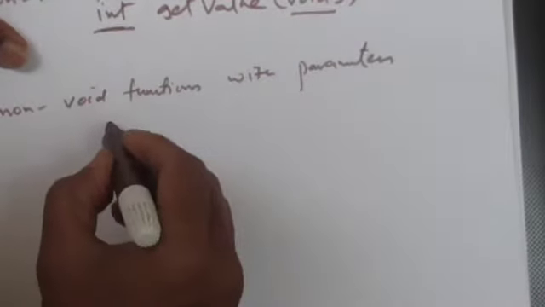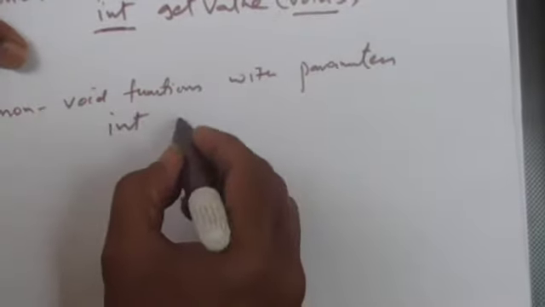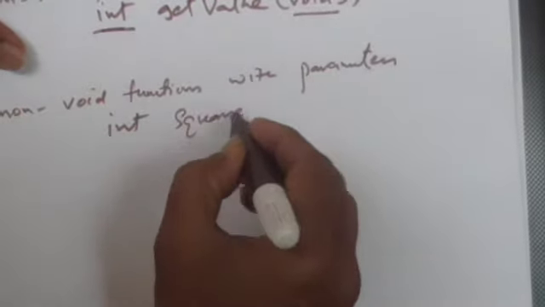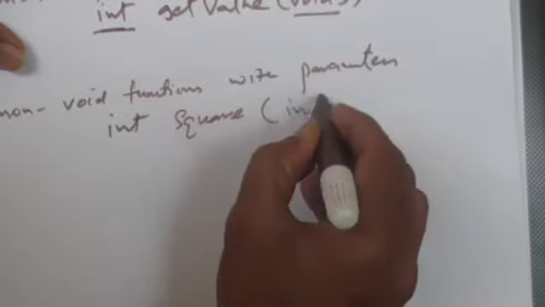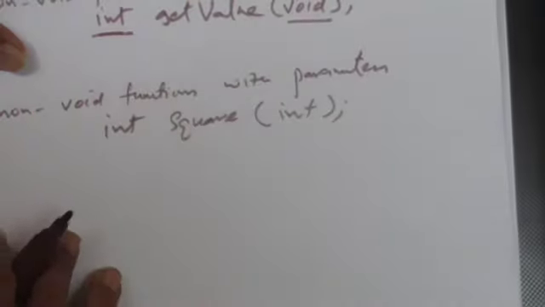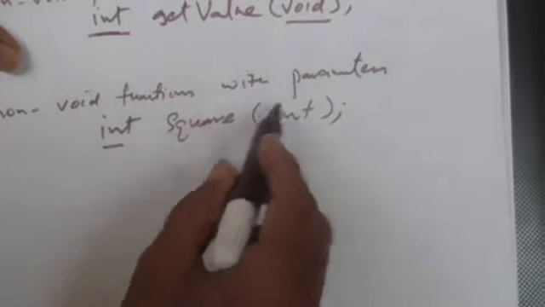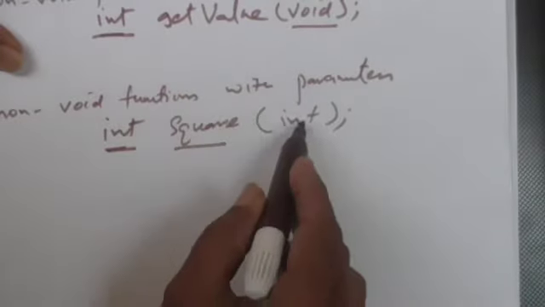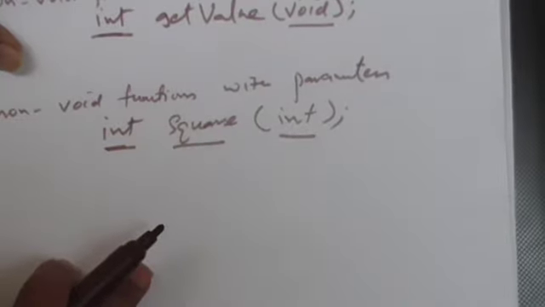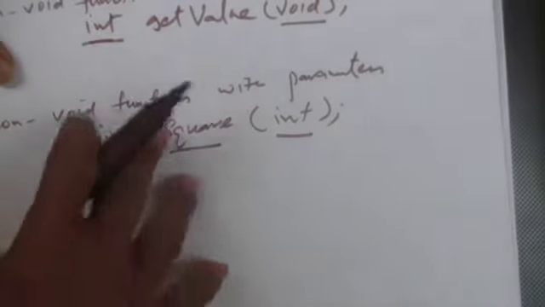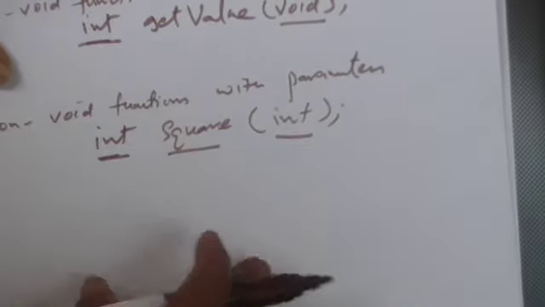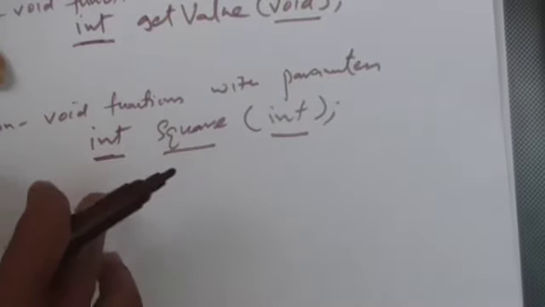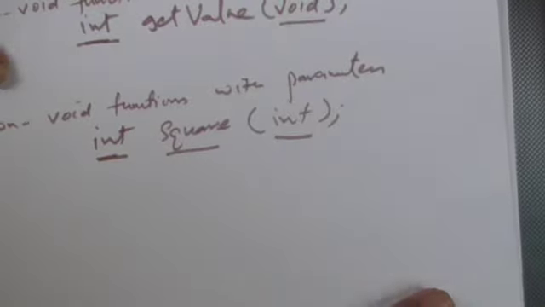Now another non-void function: I can write int square, the function name is square, and I can pass one parameter. So the return data type is int, the name of the function is square, and it is accepting parameters. On the whole, based on the return data type and also the parameters you are sending, you can classify them into four categories.